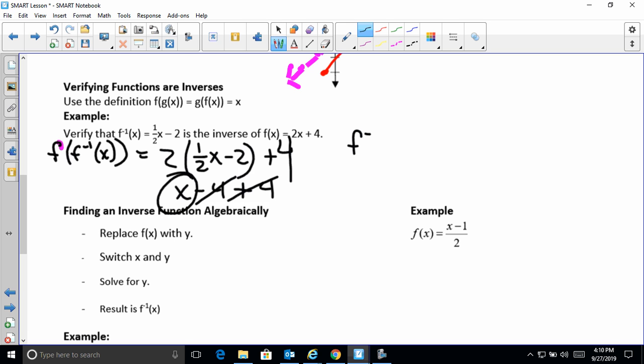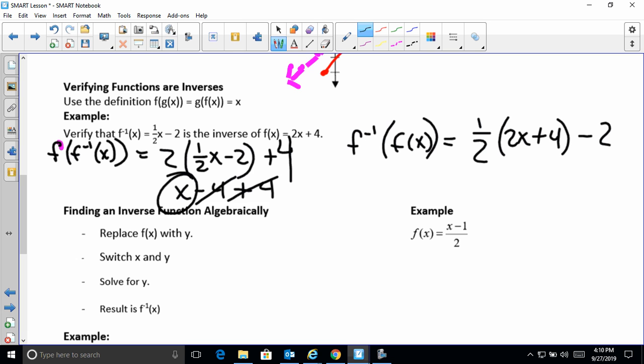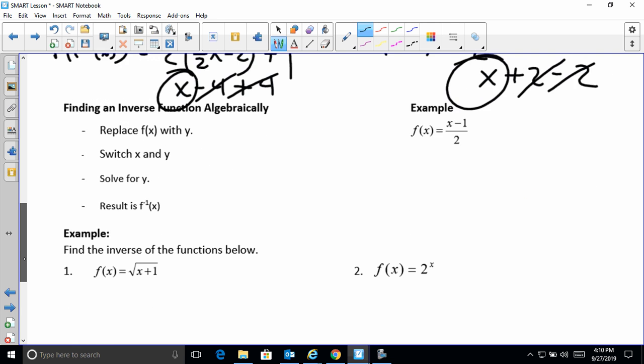So we're going to plug the original function into the inverse. So 1/2, instead of x, I'm putting 2x plus 4, minus 2. So that is x plus 2 minus 2. Those cancel, so it is x. Those are inverses of each other.